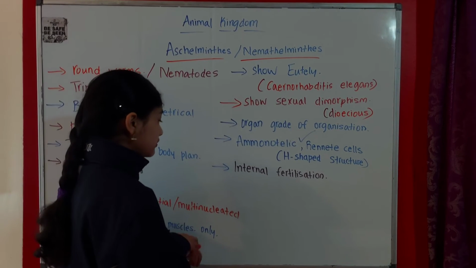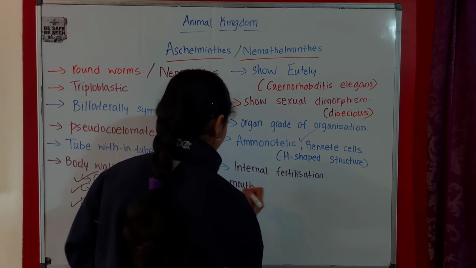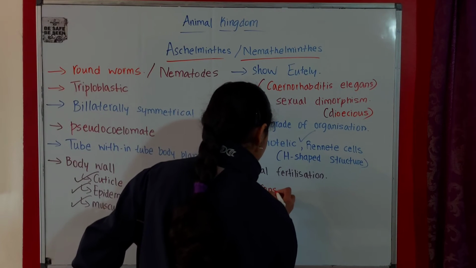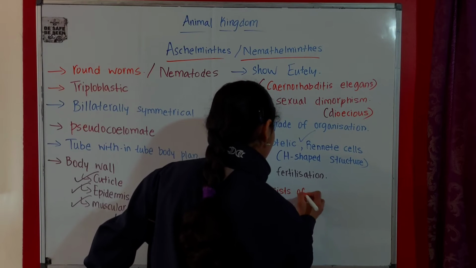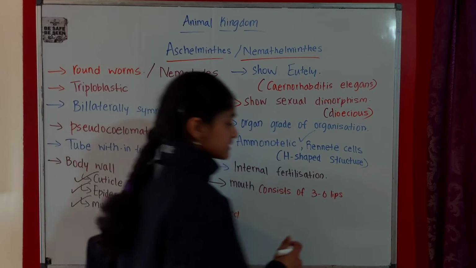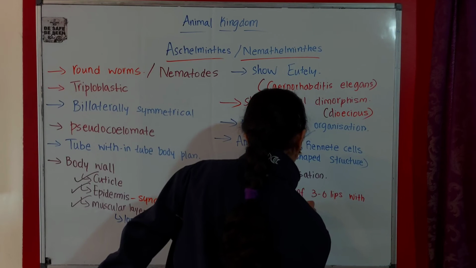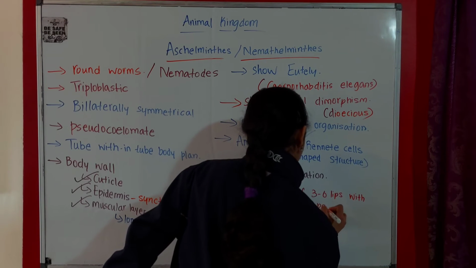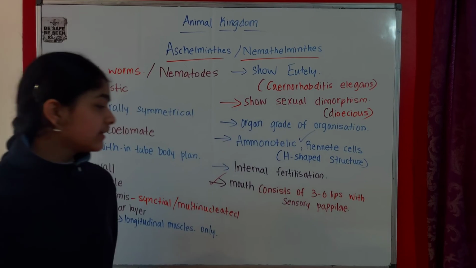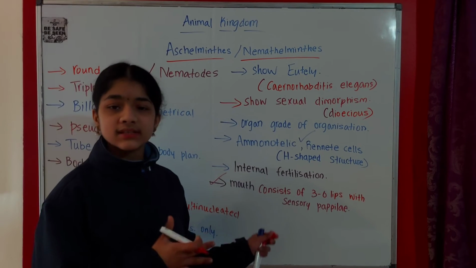Let's talk about the mouth. The mouth of these organisms consists of 3 to 6 lips with sensory papillae. This is also a very important characteristic, that the mouth is with 3 to 6 lips, and that too with sensory papillae.